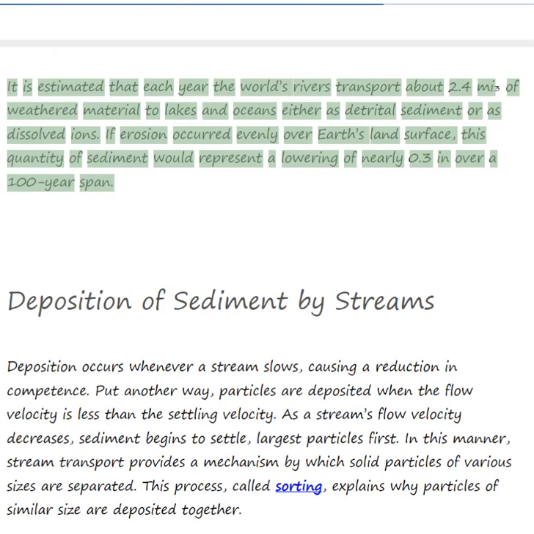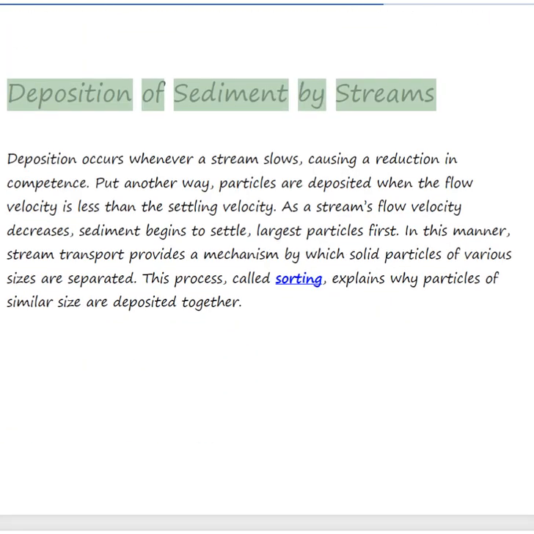It is estimated that each year the world's rivers transport about 2.4 miles of weathered material to lakes and oceans, either as detrital sediment or as dissolved ions. If erosion occurred evenly over Earth's land surface, this quantity of sediment would represent a lowering of nearly 0.3 in over a 100-year span.